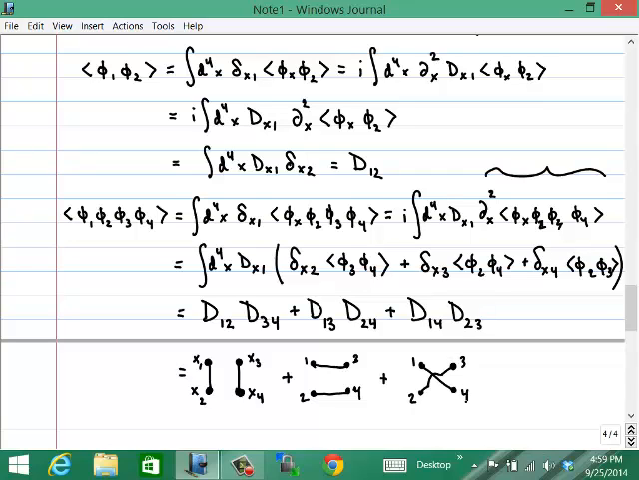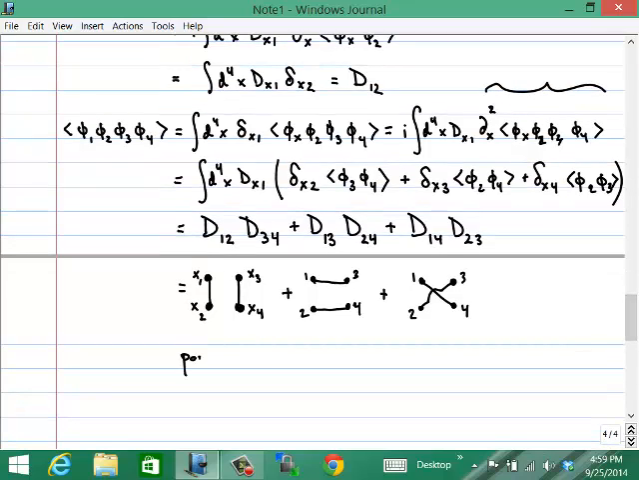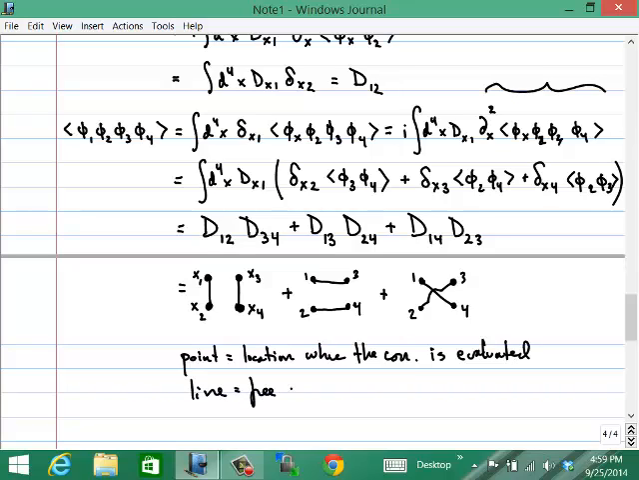Okay. So the rule is a point is an external location where the correlation function is evaluated. And every line is a free propagator, that is to say, a free 2-point function, D, that connects the points on either end of it. Okay. So these are Feynman diagrams. And these are the rules for computing Feynman diagrams in position space in a free quantum field theory.